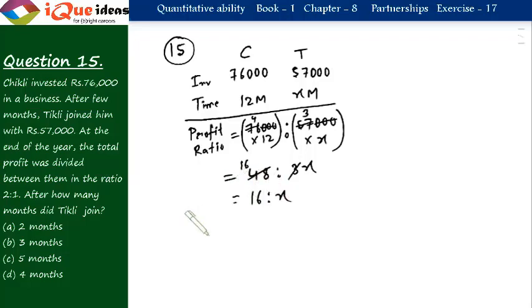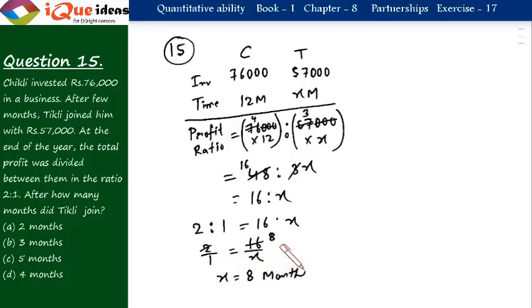But in the question, it is also given that the profit share ratio is 2 is to 1. So we have 2 is to 1 equal to 16 is to x. Alright, so from here we can calculate x. So 2 by 1 is equal to 16 by x. Very clearly you can see 2 cancels 16 8 times, so x is equal to 8 months.